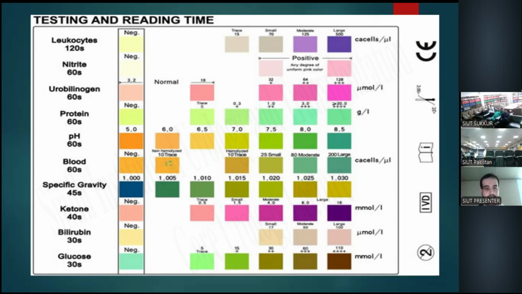For example, leukocytes will be negative, and if positive, it will also tell you the concentration of leukocytes per microliter. Nitrite will change color, either positive or negative, and protein also. It will roughly quantify the presence of protein in urine. pH, with color-coded variables, will tell you exactly how much the pH of the urine is.